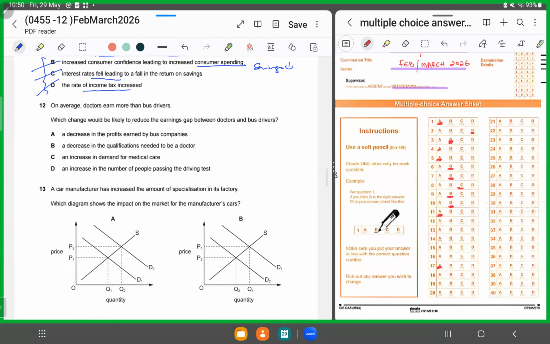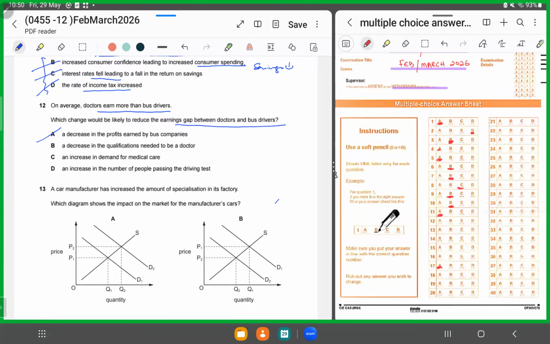Number 12. On average, doctors earn more than bus drivers. We all know that. Now, which change would be likely to reduce the earning gap between doctors and bus drivers? So now they're trying to ask, how can you reduce this disparity between bus drivers and doctors? A says a decrease in the profits earned by bus companies. So if the profits reduce, the gap is going to widen, not reduce.